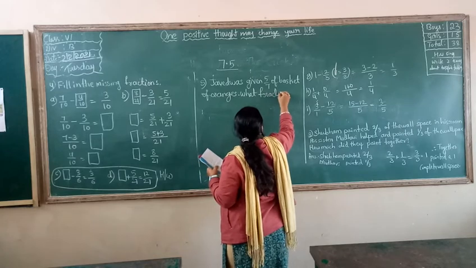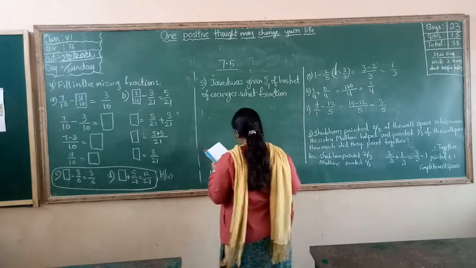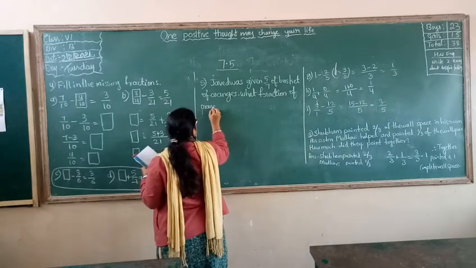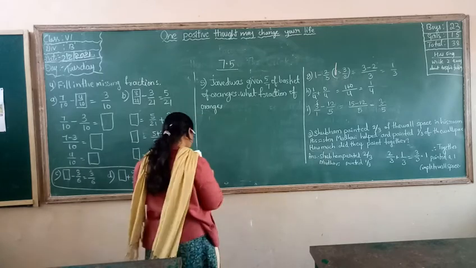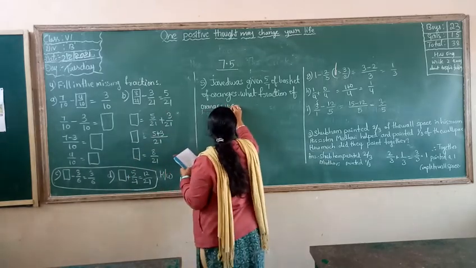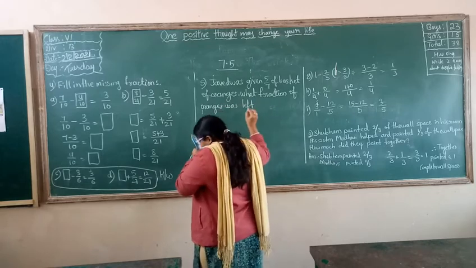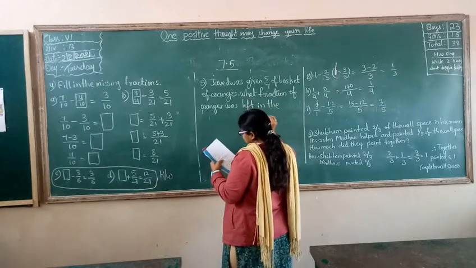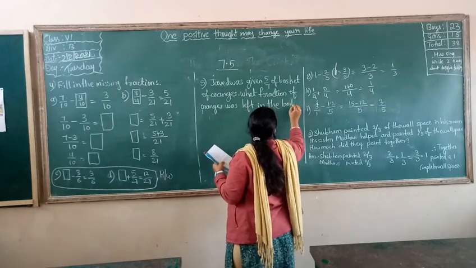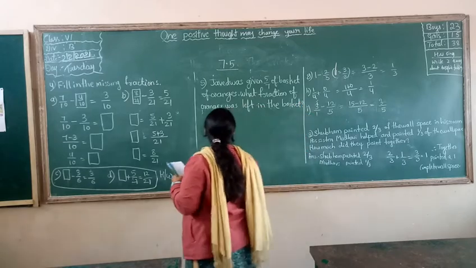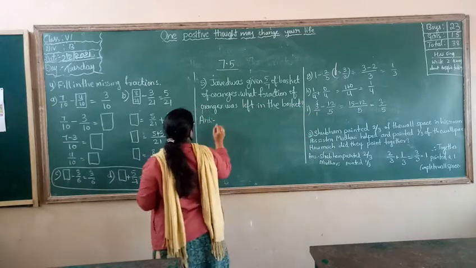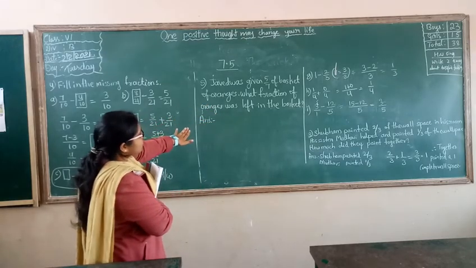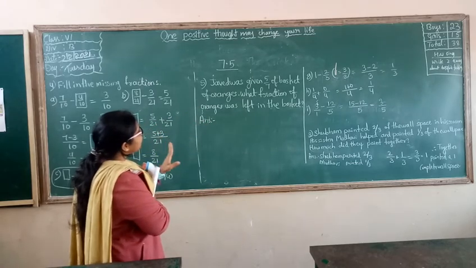What fraction was left in the basket? The answer is, see the first question. Jackie was given 5/7 of a basket of oranges. What fraction of oranges was left in the basket?